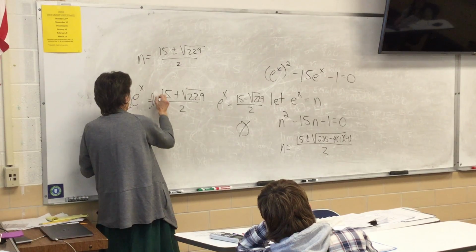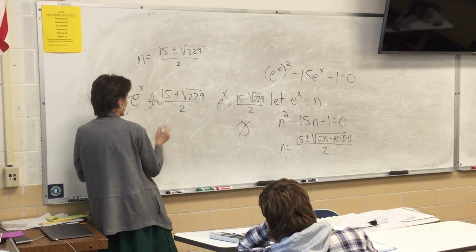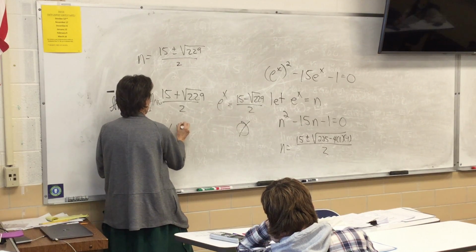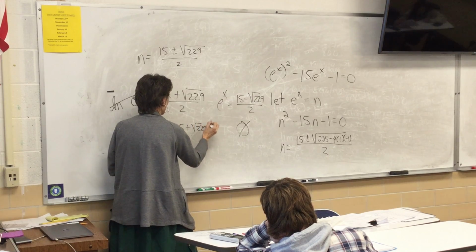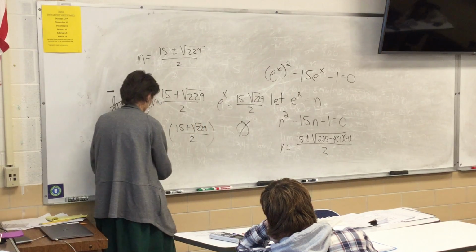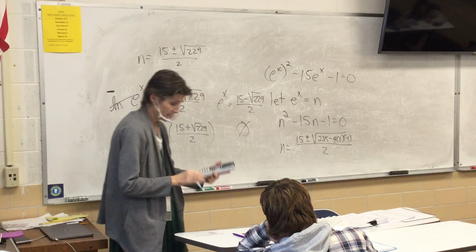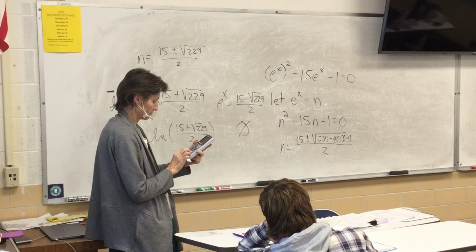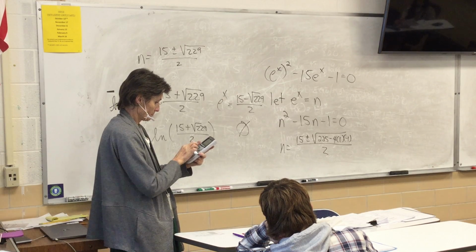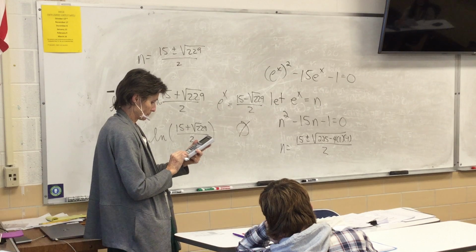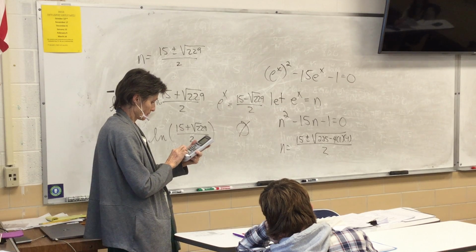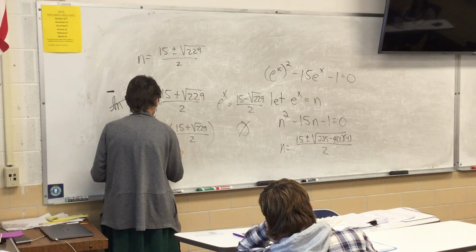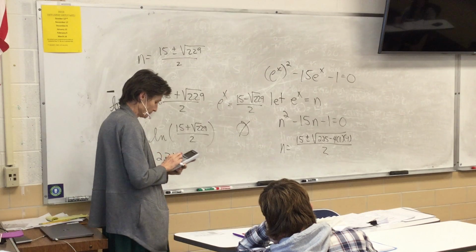ln. So x equals your answer, your final answer is going to be the natural log of 15 plus root 229 over 2. So whatever that is, I got 2.712. Anybody else get that? Perfect.